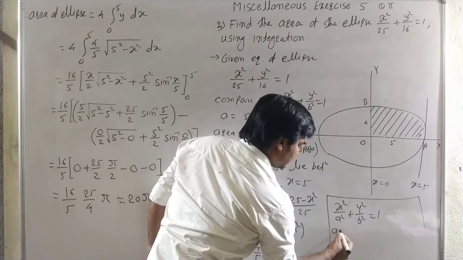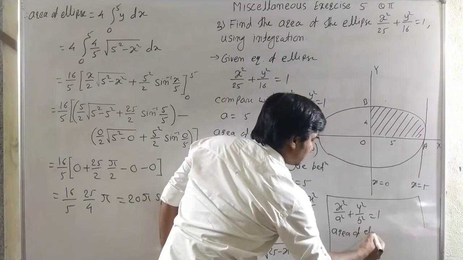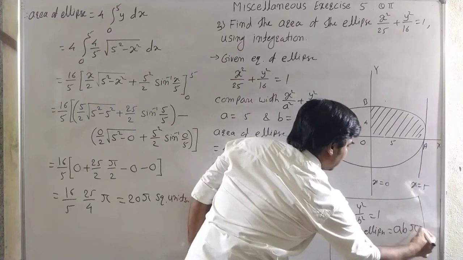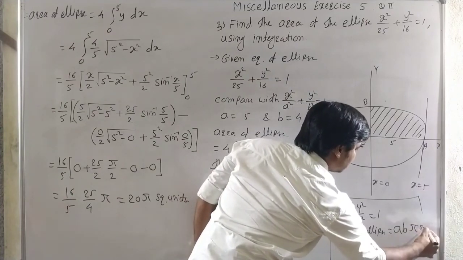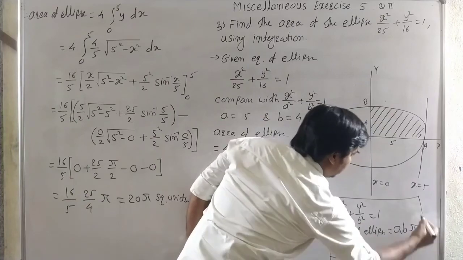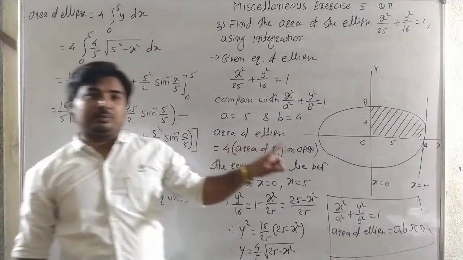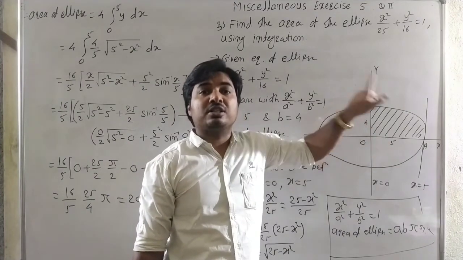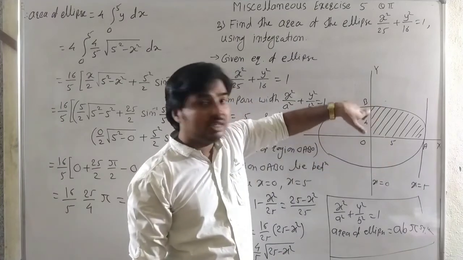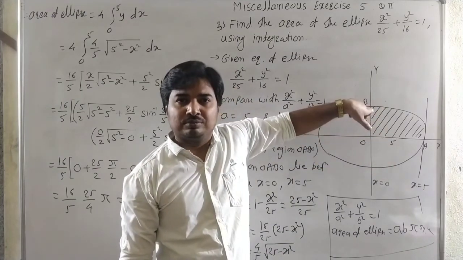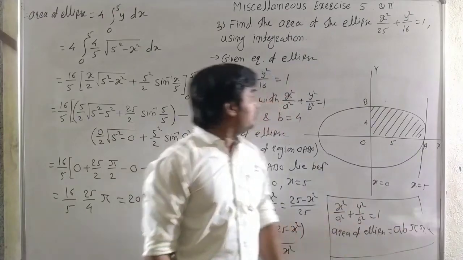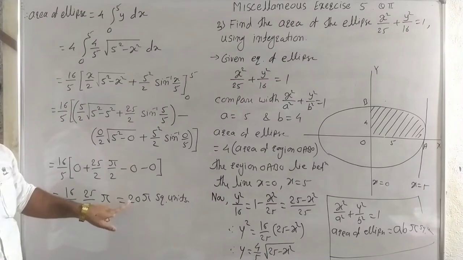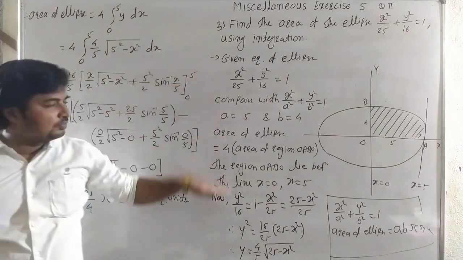Then area of ellipse is equal to A B pi square units. Okay, here it is the area of the ellipse, A into B into pi. In the circle both are the same, it is A. Therefore A into A, it is A square, but in the ellipse it is A and it is B, therefore it is A into B. Okay, here A into B pi, the value of A is 5, the value of B is 4, therefore A into B pi is 20 pi square units, the area of the ellipse.